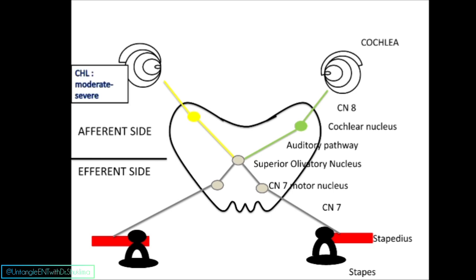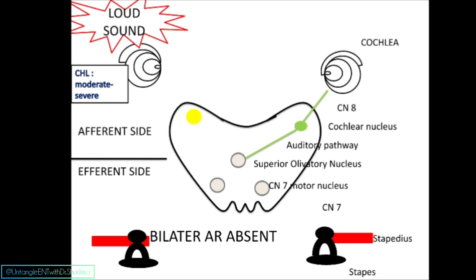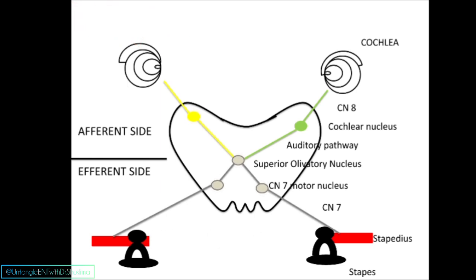Now suppose there is conductive hearing loss of moderate to severe degree, even if there is large sound, it fails to reach the cochlea and does not go through the cranial nerve 8 to the superior olivary nucleus, and therefore the connection is lost on both sides, therefore we get a bilateral absent acoustic reflex. But suppose the hearing loss is on the right side and we give a large sound to the opposite side, the pathway is completely normal and therefore we get a normal acoustic reflex on both sides.